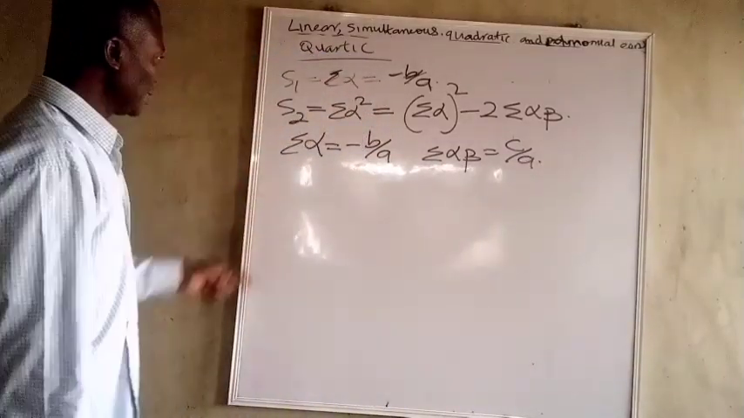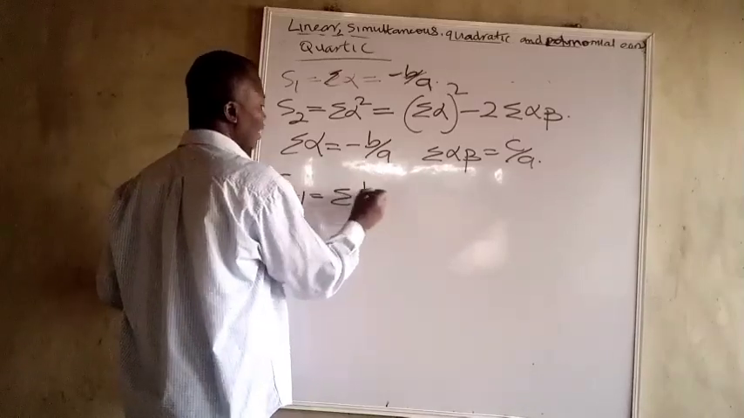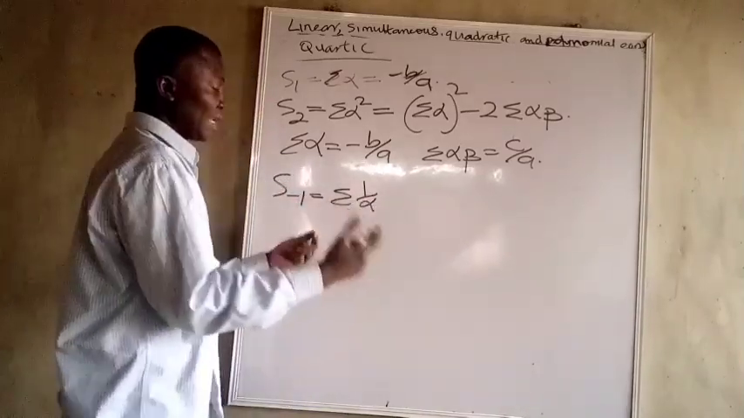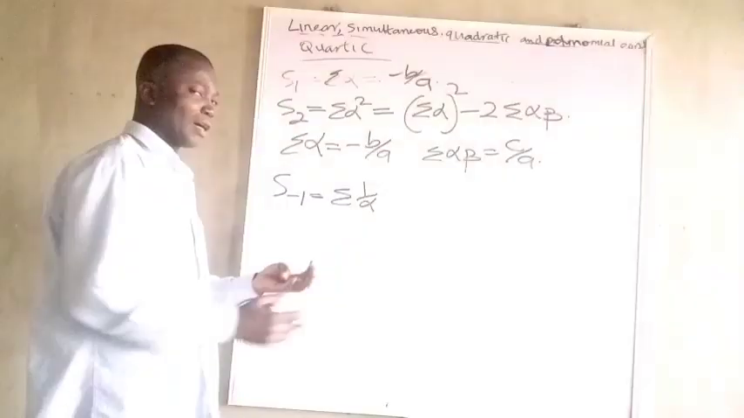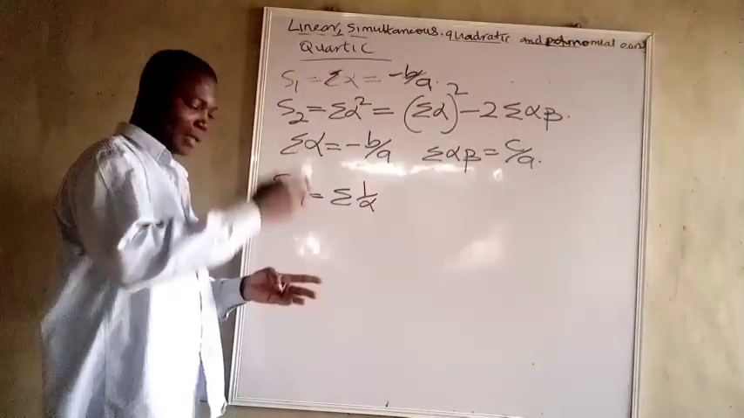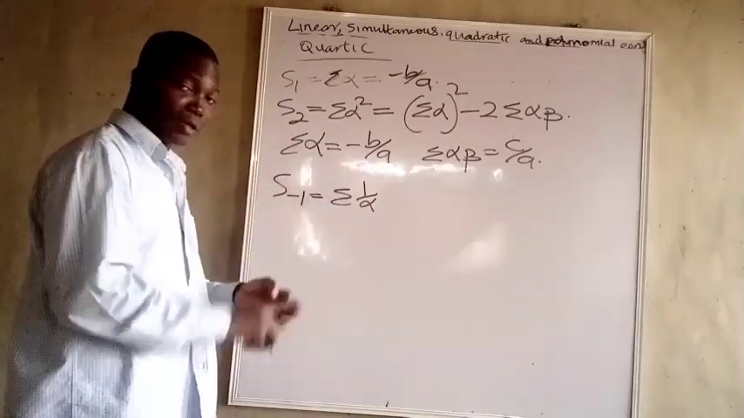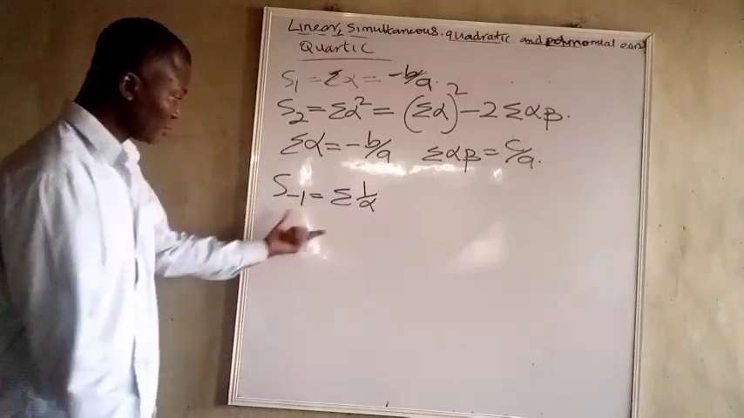Another one I want you to see is S minus 1, which is equal to summation 1 over alpha. That is, if it is quadratic, that is 1 over alpha plus 1 over beta. If it is cubic, that is 1 over alpha plus 1 over beta plus 1 over gamma. If it is quartic, that will be 1 over alpha plus 1 over beta plus 1 over gamma plus 1 over delta. Please take note.